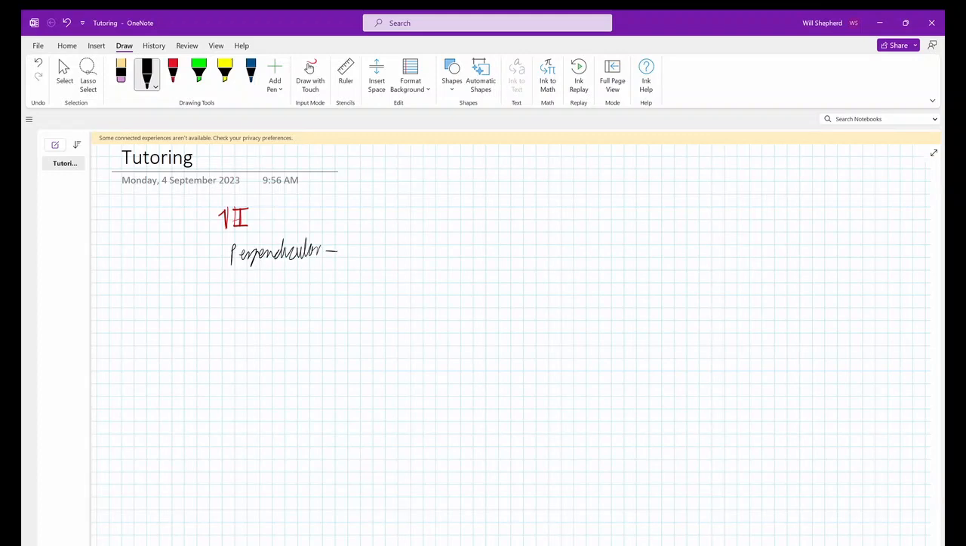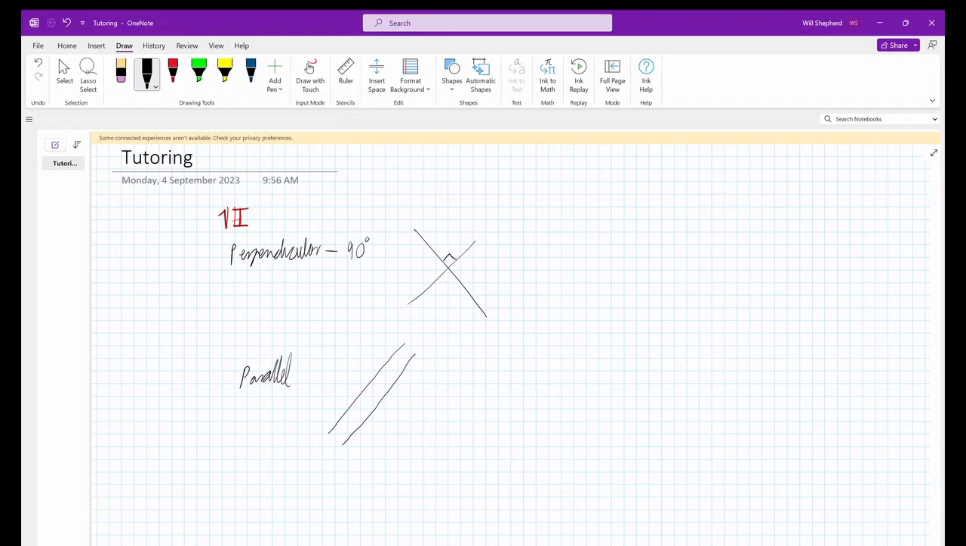Perpendicular means at 90 degrees to one another, right? So these lines here would be perpendicular to one another. And of course, parallel means that they run in the same direction and do not ever touch.